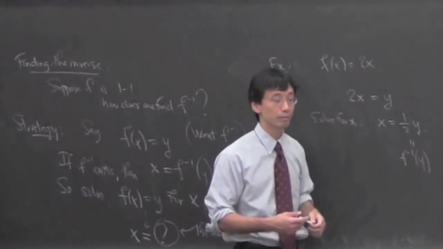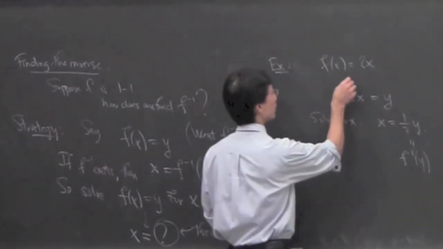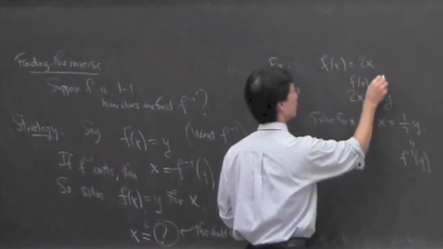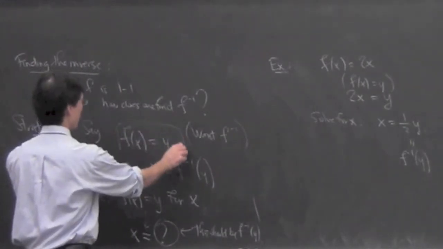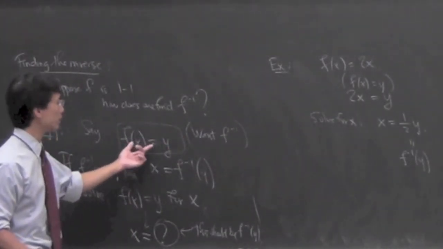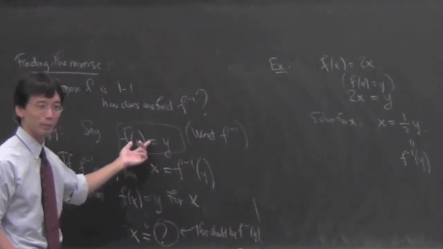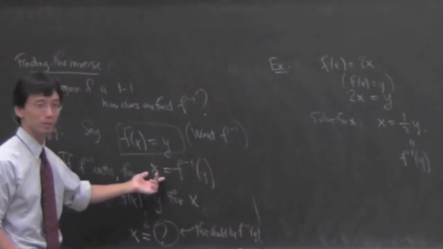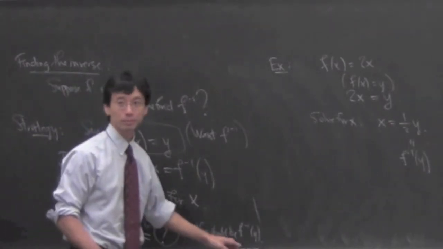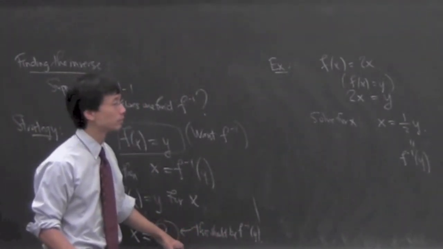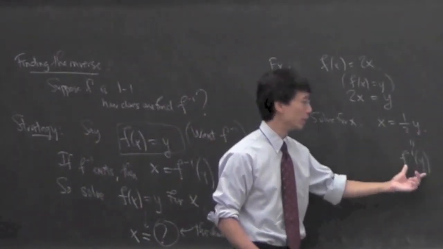So we start out from f of x equals y. We say, take your function, set it equal to y, and then solve for x. Maybe I should write that down. Take your function, set it equal to y, solve for x. Then that thing is going to be f inverse of y.